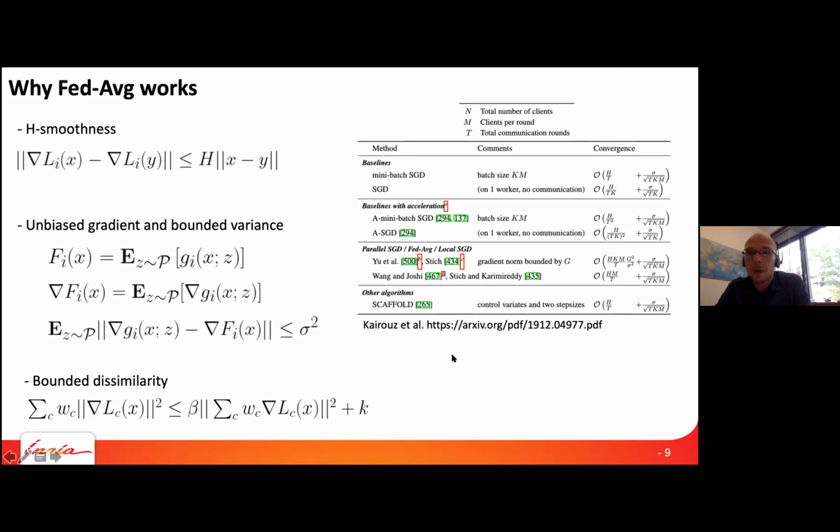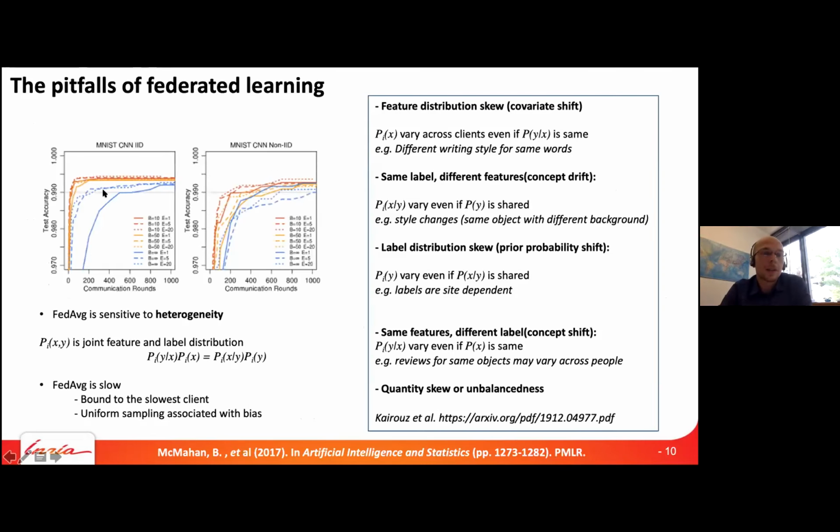So federated averaging makes sense. These are results taken from the seminal paper of McMahan that show that indeed, as we move through the communication rounds, things converge with different speeds of convergence depending on how many batches and epochs we use at every client.